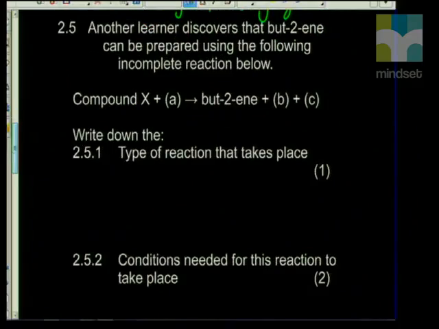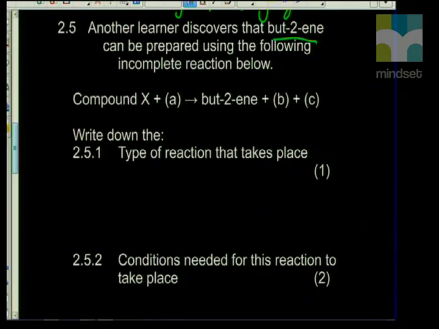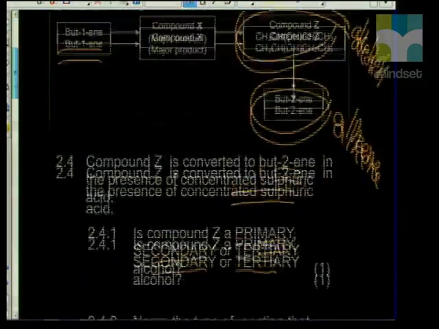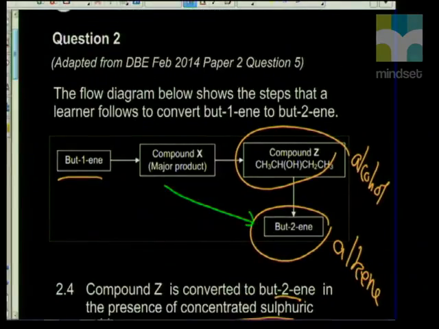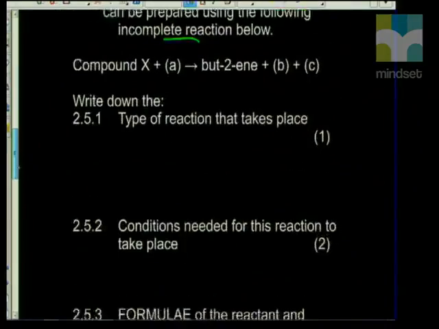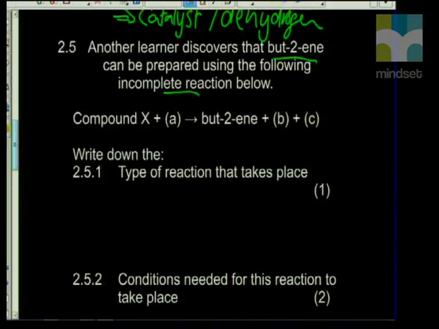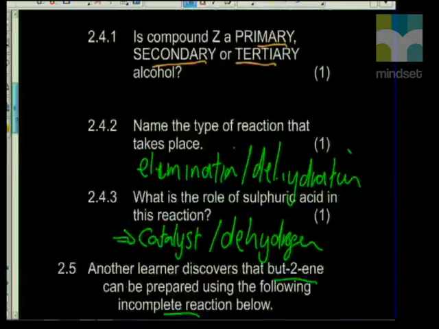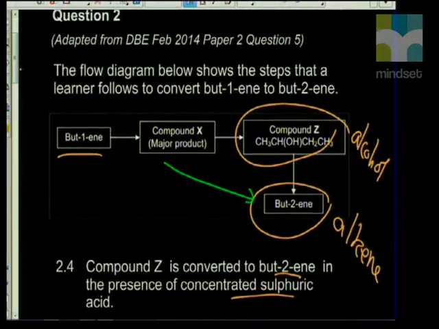Now, let's go to the last part of question 2, which says a learner discovers that but-2-ene can be prepared in another way. So there is another route. Instead of going from compound X to but-2-ene, there is a second way of doing it. And he suggests that you start with compound X. Remember what X was? With the chlorine in it, it was 2-chlorobutane, and we then were able to recognize where we're going with that.